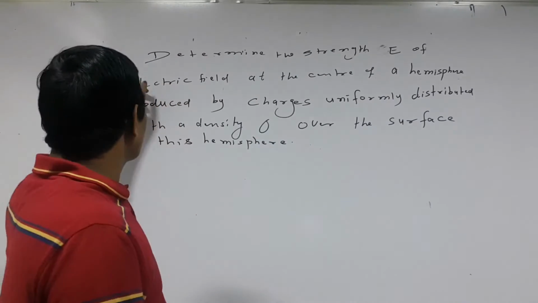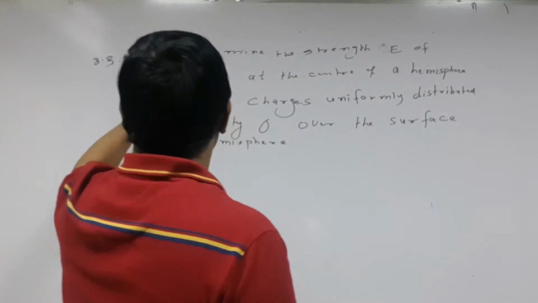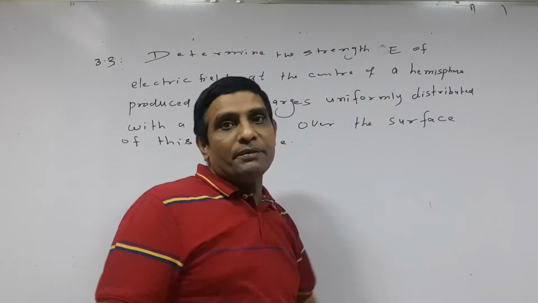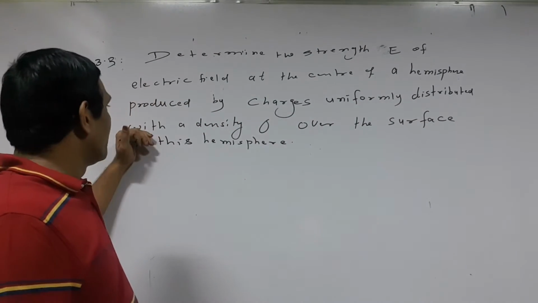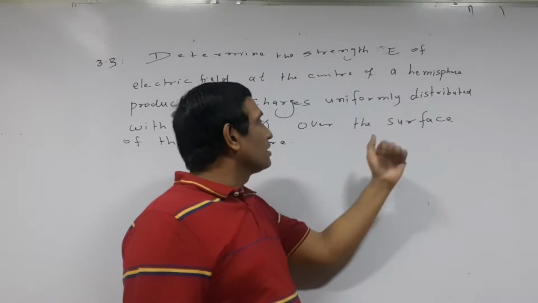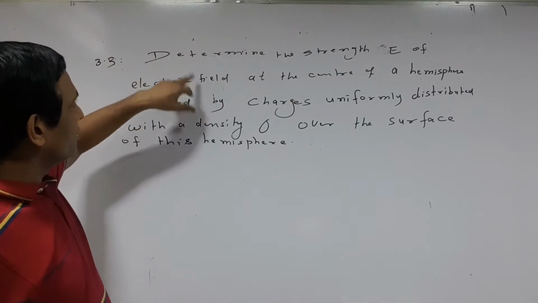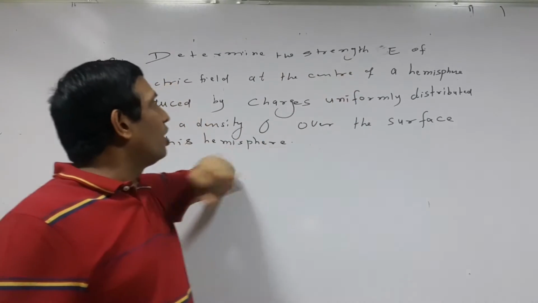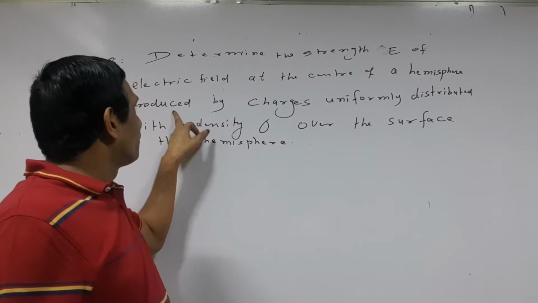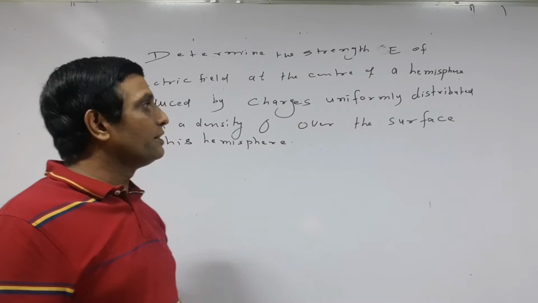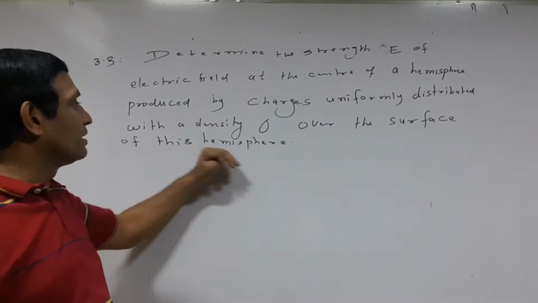Firstly, I will read the question. Determine the strength E of electric field at the center of a hemisphere produced by charges uniformly distributed with a density sigma over the surface of this hemisphere.